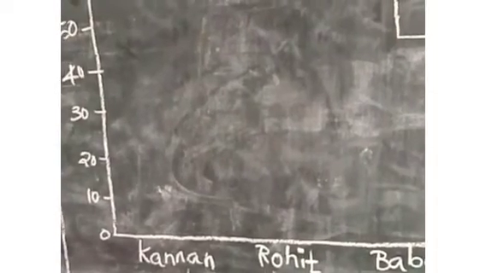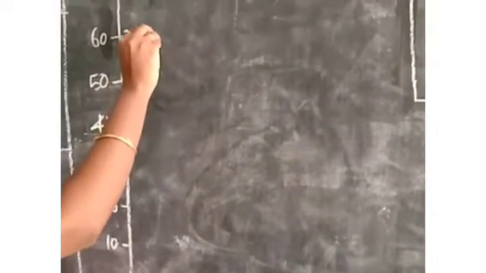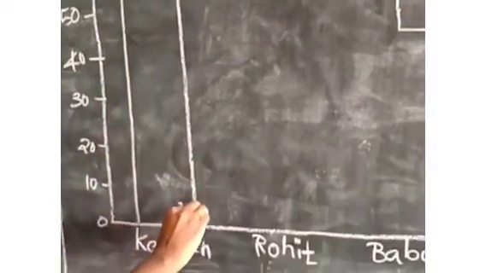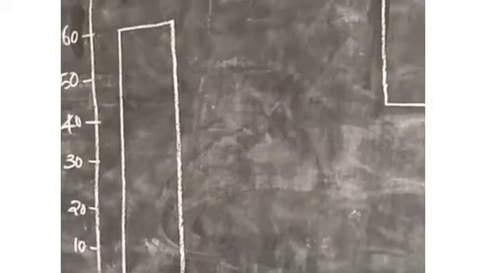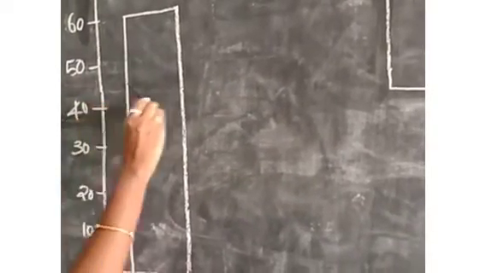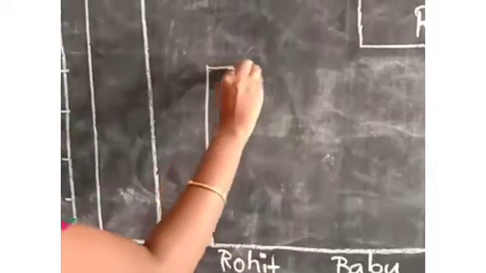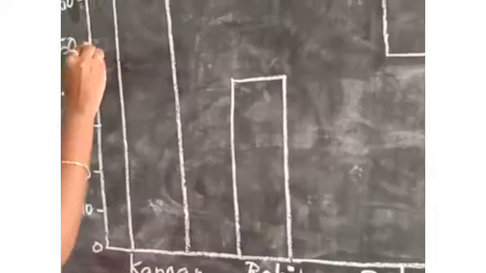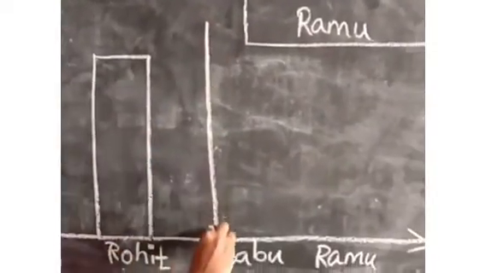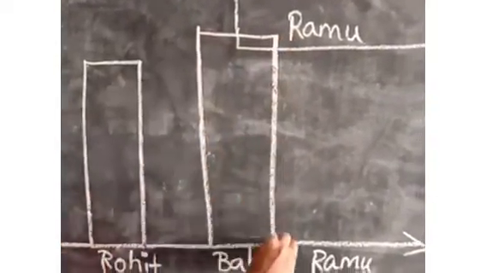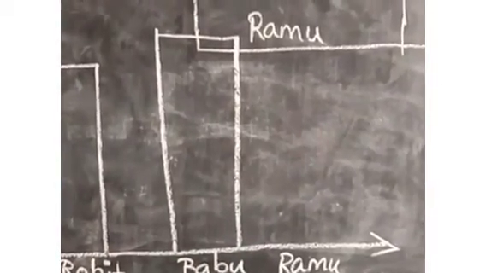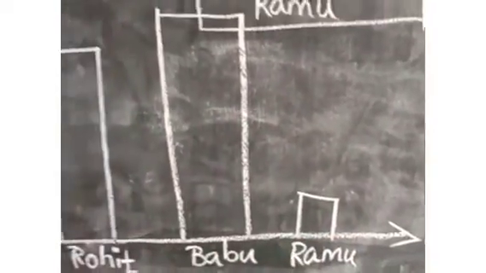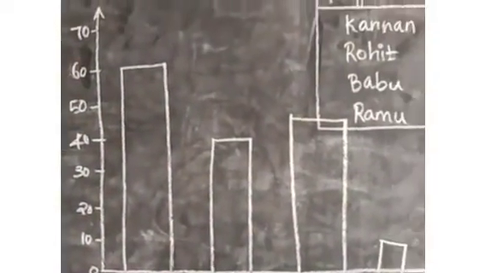First for Kannan, 60. 60 is here. So, draw a rectangular bar. Then for Rohit, 40. 40 is here. Then for Babu, 50. 50 is here. Then Ramu, 10. 10 is here. So we have drawn the bar graph for the given data.